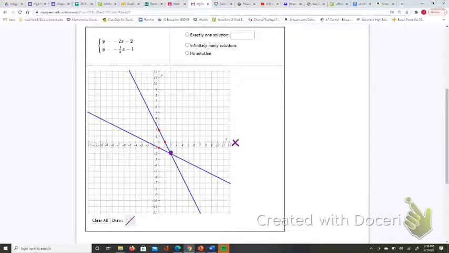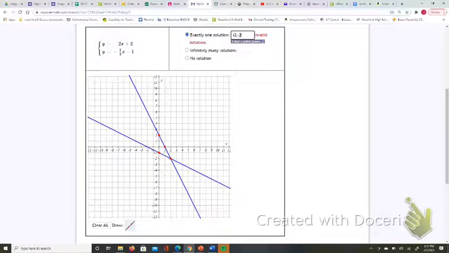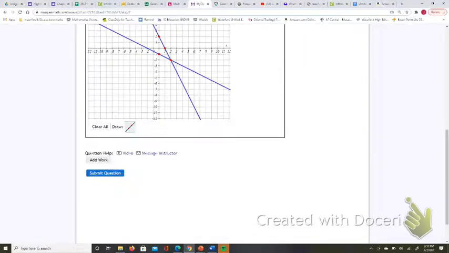So when I put in my point, it has one solution, and it's 2, comma, and then I need the y. Remember, this is the y-axis. And it looks like it's right there on the y-axis, and that's negative 2. So 2, comma, negative 2. Okay, so now I click that, and type parenthesis 2, comma, negative 2, close parenthesis, and submit.